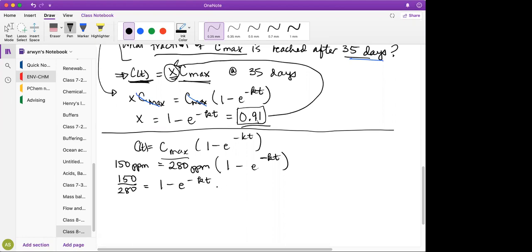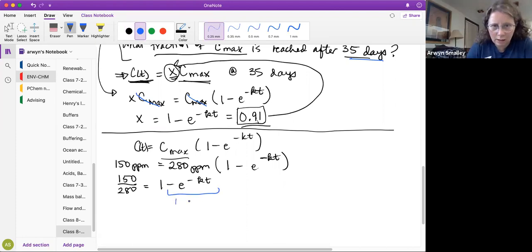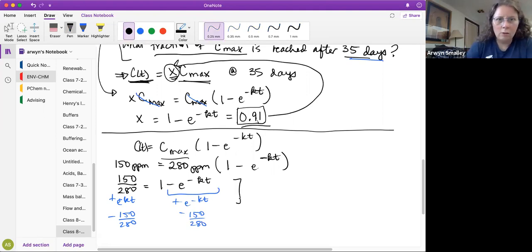Exactly, yep. Great. So then I am going to add e to the minus kt to both sides, and I'm going to subtract 150 over 280 from both sides, which I didn't show. And that means I'm going to get e to the minus kt is equal to 1 minus 150 over 280.